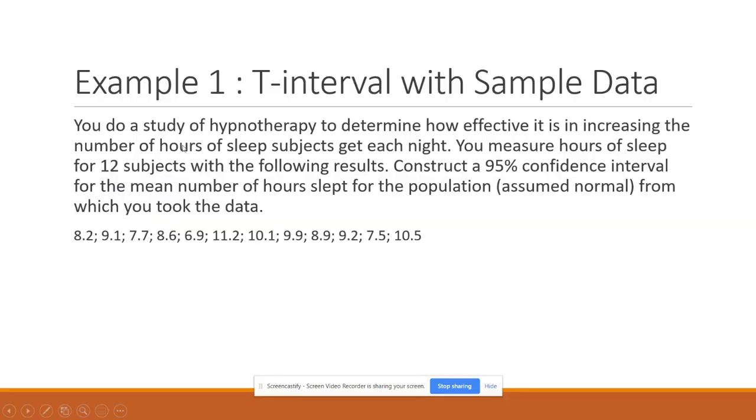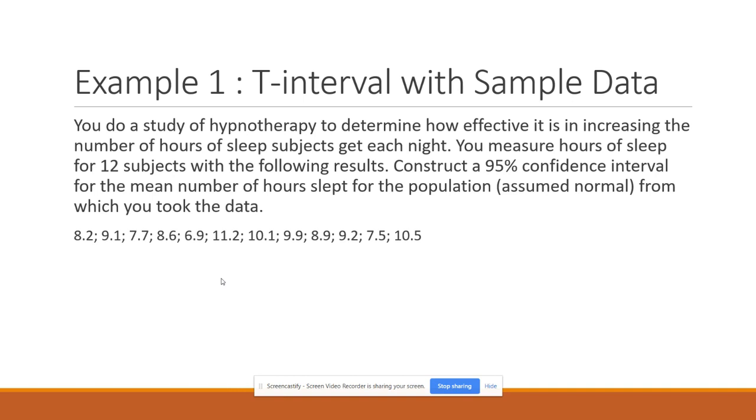So let's go ahead and do some examples of what's going on. So example 1, this one has sample data, and again, we're doing a T interval. You do a study of hypnotherapy to determine how effective it is increasing the number of hours of sleep subjects get each night. You measure hours of sleep for 12 subjects with the following results.